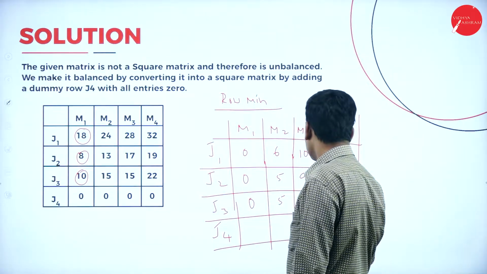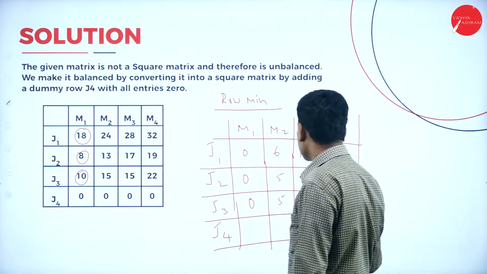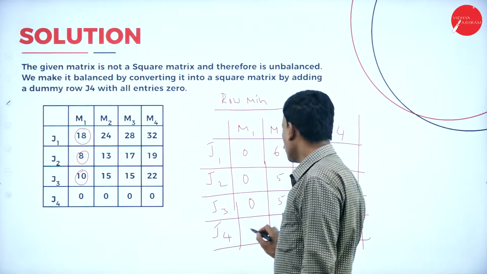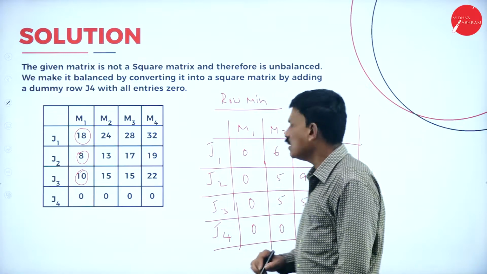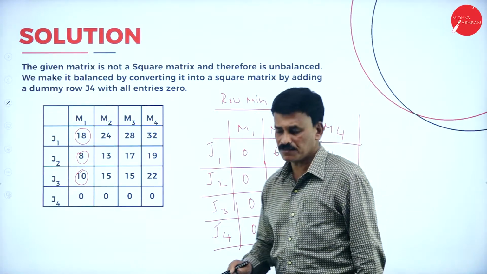Again 15 minus 10 is 5. Again 22 minus 10 is 12. So here all the values are 0, 0, 0 and 0. Okay, this is called a row minimization. Okay, let me check here.